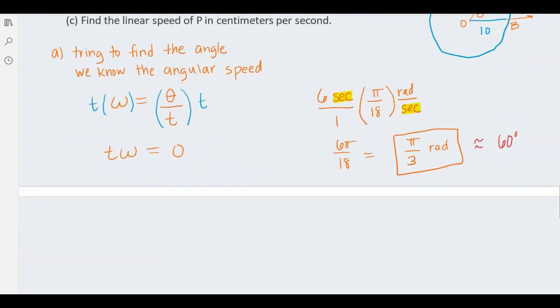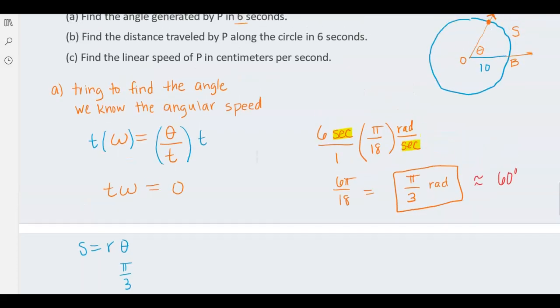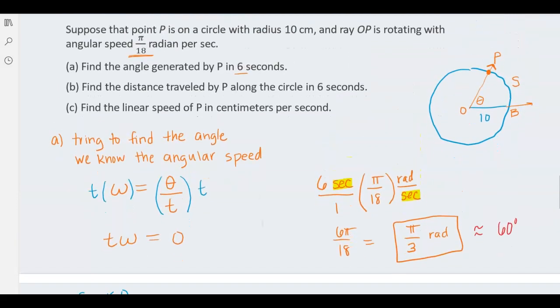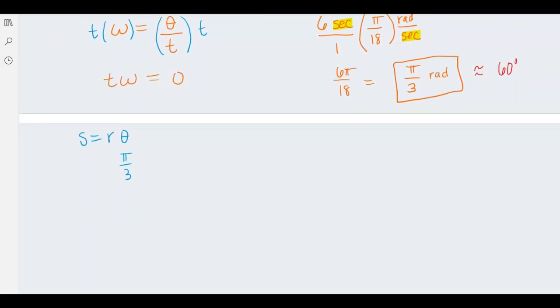So we know that arc length is equal to the radius multiplied by the angle. And in part A, we found that theta was pi over 3, right? And we know that the radius is 10 centimeters. So I have 10 centimeters multiplied by pi over 3.